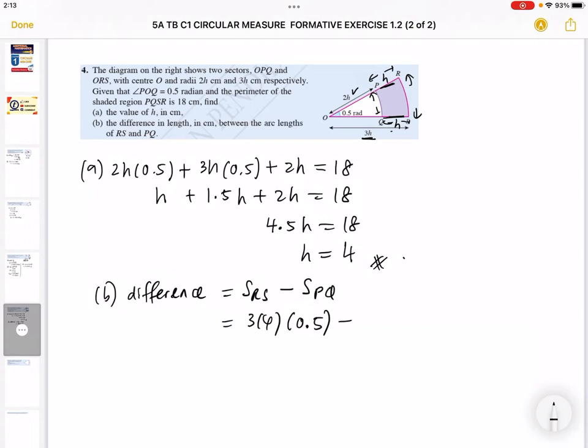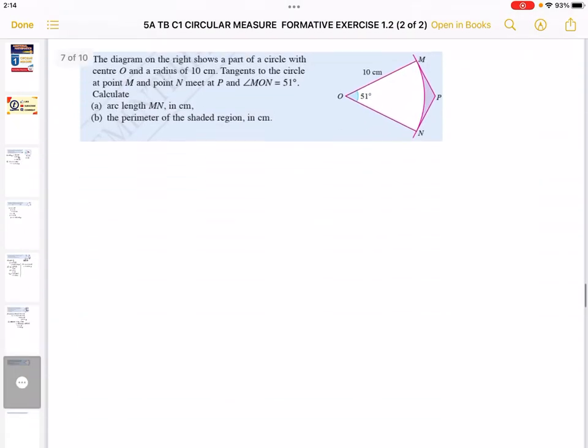For PQ, the length of arc PQ here has a radius of 2h, which is 2 times 4. You multiply with the angle 0.5. So this is, okay, you can count, 12, 0.5 is 6, minus 4, the result is 2 cm. Alright, that is question number 4. Moving on to question number 5.